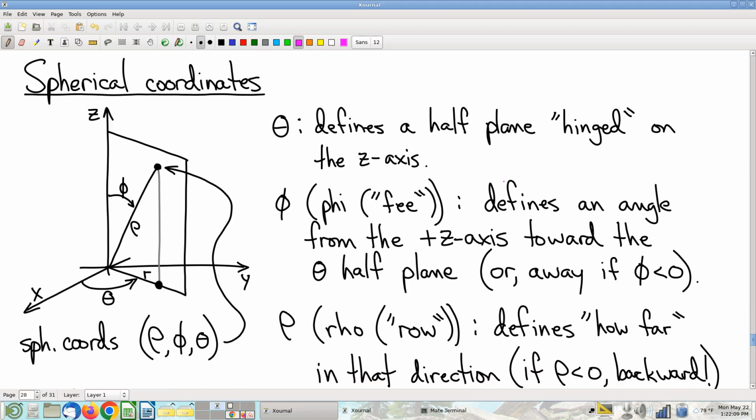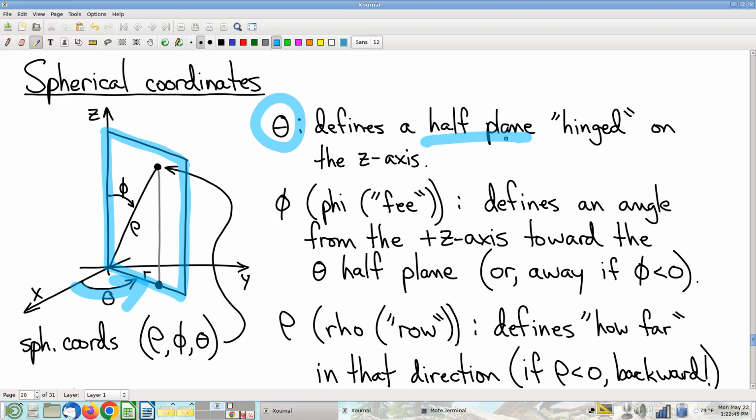Okay, so what is it then? These are the spherical coordinate variables, rho, phi, and theta. And let's walk through them one at a time here. Theta, good news. It's the same theta from cylindrical coordinates. So it is the angle measured in the usual direction from the positive part of the x-axis, the angle over to what I call the theta plane, or, I guess it's a half plane, the theta half plane.